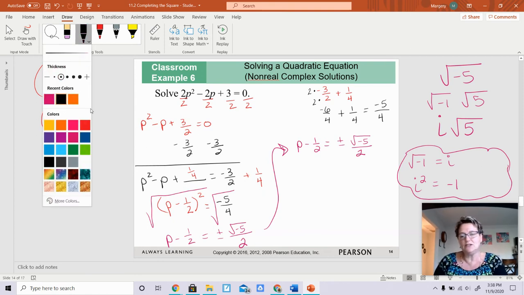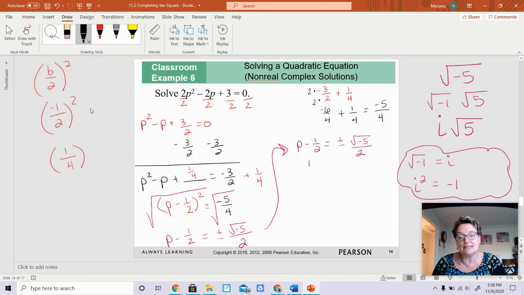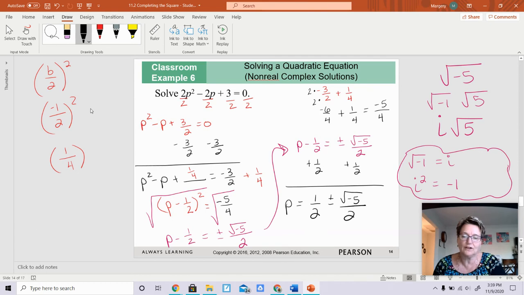All right, what I'm going to do now is I need to get p by itself. So I'm going to add 1/2 to both sides. Now the terms are different. One has a radical, one doesn't. We cannot combine them. So I'm going to get 1/2 plus or minus the square root of -5 all over 2. And that would be your answer.